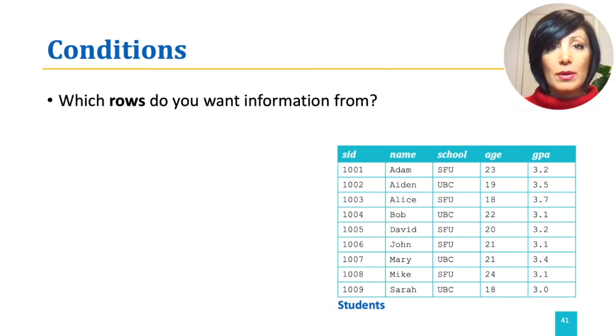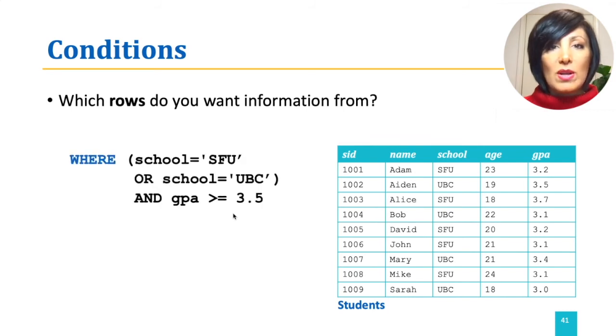For example, the where clause with condition school equals SFU or school equals UBC and GPA greater than or equal to 3.5 will return rows with values matching either of the schools whose GPA values are ensured to be higher than or equal to 3.5.